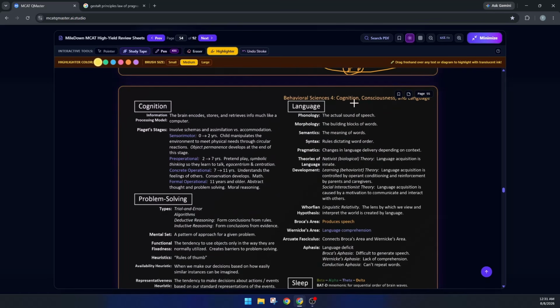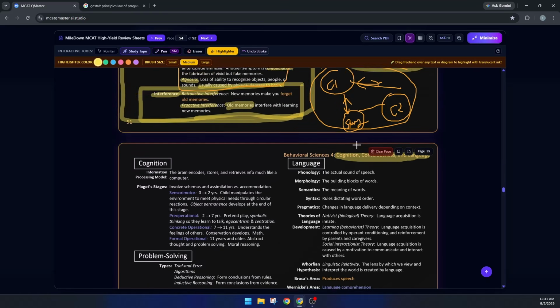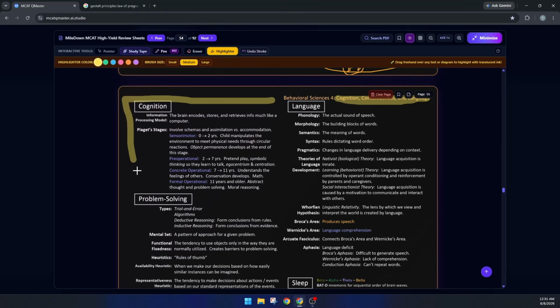I'm not sure if this is necessarily chapter 4, but this is about consciousness, cognition, and language. So your cognition is like your thinking, right? So people have this information processing model, so you have to memorize that. The brain encodes and retrieves stuff like a computer. So it's able to encode, then store, and then retrieve info.